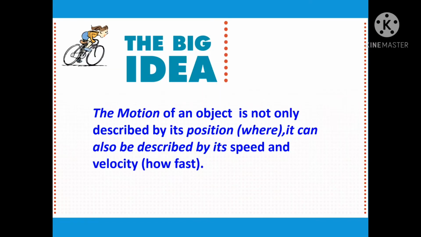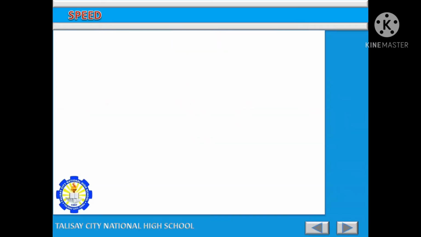This is the central idea that you will learn in today's discussion, that the motion of an object is not only described by its position or where, it can also be described by its speed and velocity, or what we know as how fast.